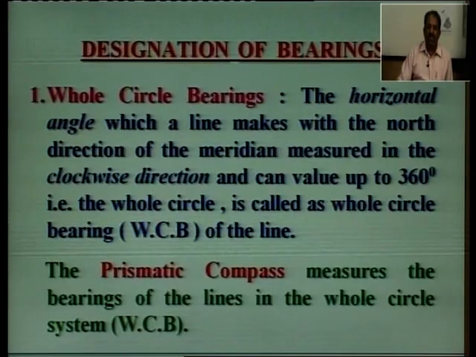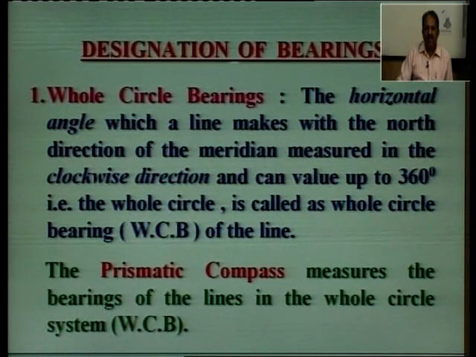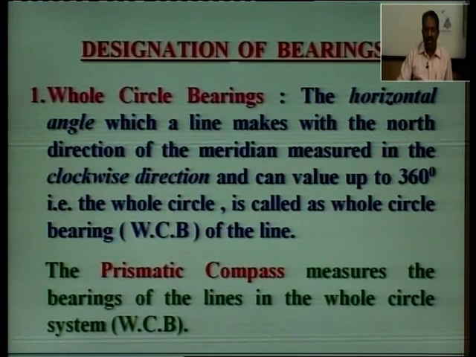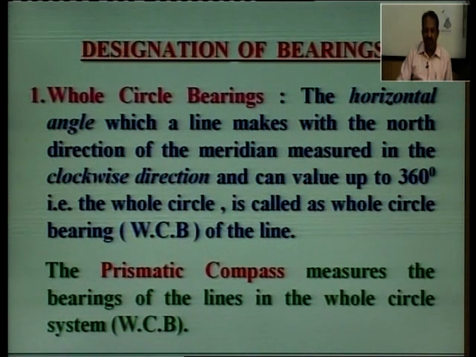The horizontal angle which a line makes with the north direction of the meridian, measured in the clockwise direction. Please note it, it is the clockwise direction and can have a value up to 360 degrees, that is the whole circle. So, it is called the whole circle bearing system of the line. It has values ranging from 0 to 360 degrees. The prismatic compass measures the bearings of lines in the whole circle bearing system.